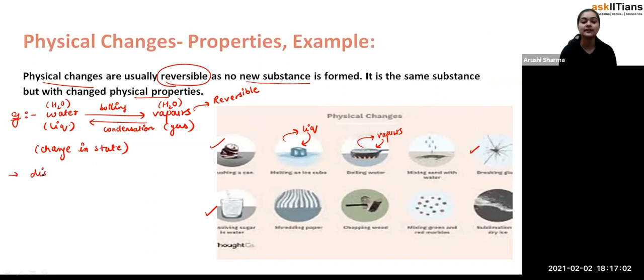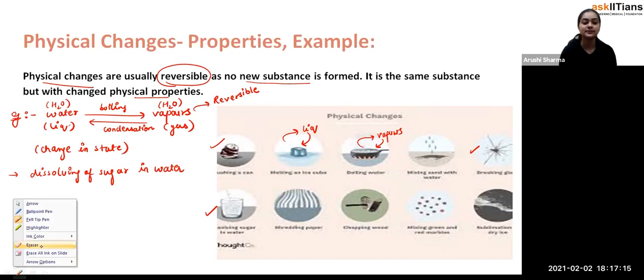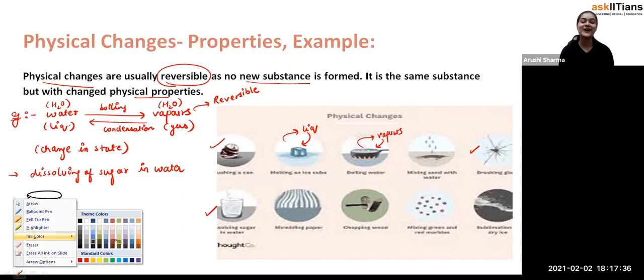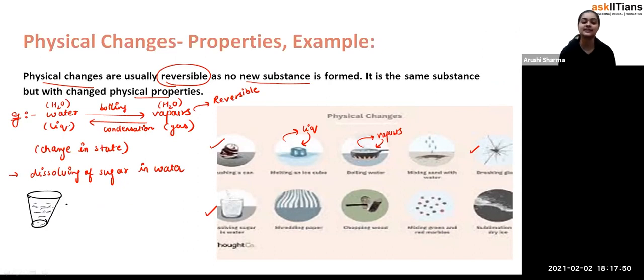Dissolving of sugar in water. Okay, so what happens, students, in this case? Let me show you something. See, this is a glass. Okay, I'm just trying to make a good drawing for you. It has this much water. Okay, this is water. Now for the sugar cubes, what color should I use? Okay, I'm just using this color. So these are the sugar cubes. Just imagine. So this is sugar. Now students, what happens when you dissolve this sugar into this water?